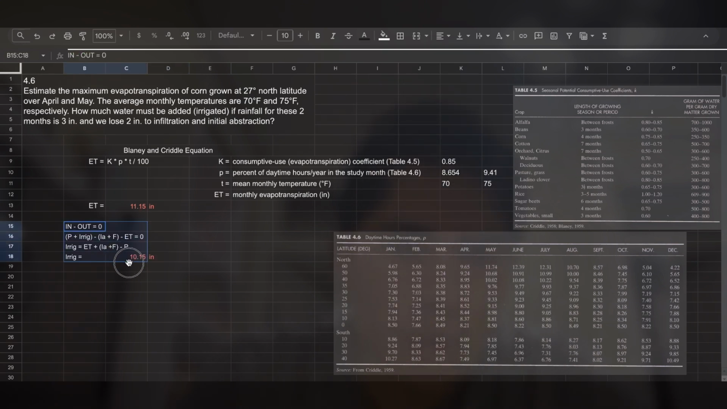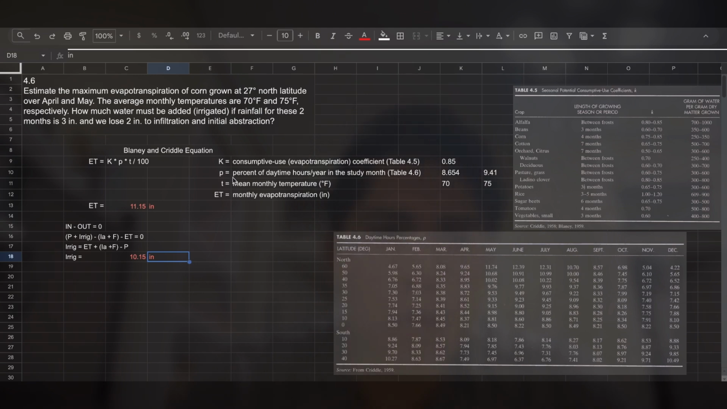Technically, you don't have to do all this work. This is just to prove with the mass balance equation how much you need to irrigate. But if you are gaining 3 inches and you're losing 13, sorry, you need to make up for those, and that will be about 10 inches.